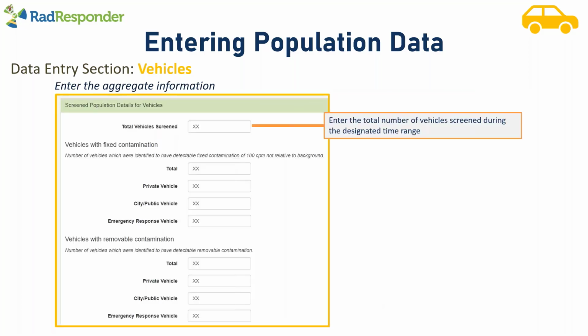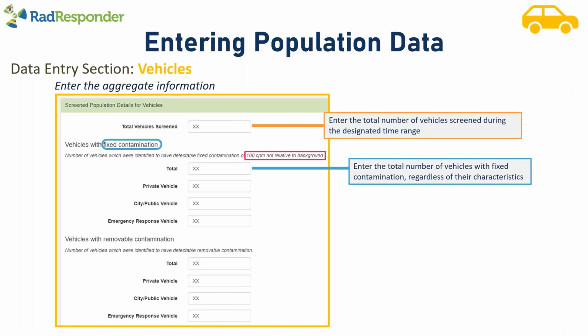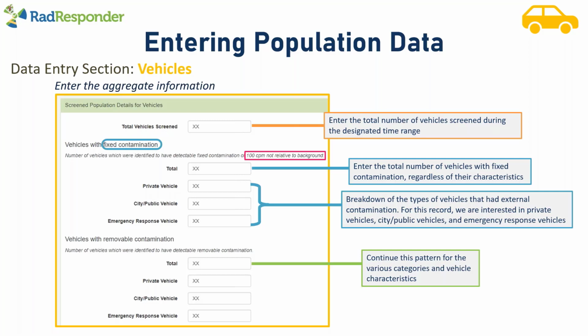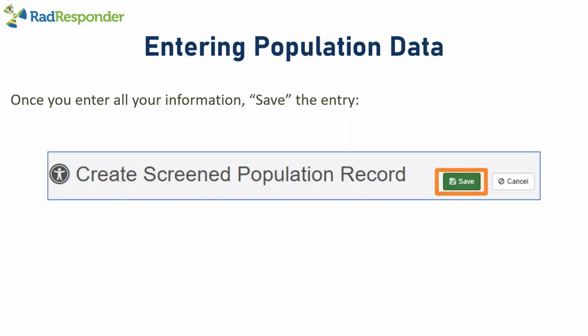I'll enter my total number of vehicles screened during that time range, the number of vehicles with fixed contamination, so that's 100 CPM, not relative to background here. And then I'll break it down by private vehicle, city public vehicle, and emergency response vehicle. And just like the others, I'll continue that pattern for the various categories that we have for vehicles. Once you enter all of your information, you'll save the entry and you have successfully created a screened population record.